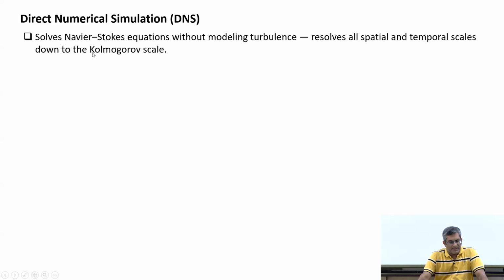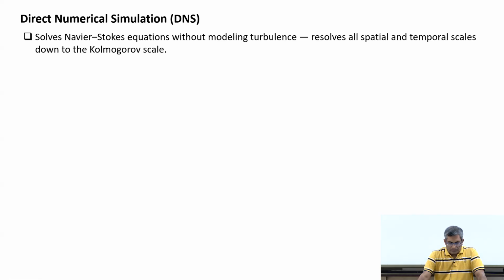So, first one is direct numerical simulation. Again, we will revisit what we discussed earlier for single phase turbulent flows. The objective here is to see how we account for the particle effect in these different numerical approaches. In DNS, as we know, we solve the Navier-Stokes equations directly without modeling turbulence, which means that we resolve all spatial and temporal scales down to the Kolmogorov scale. Everything is resolved.